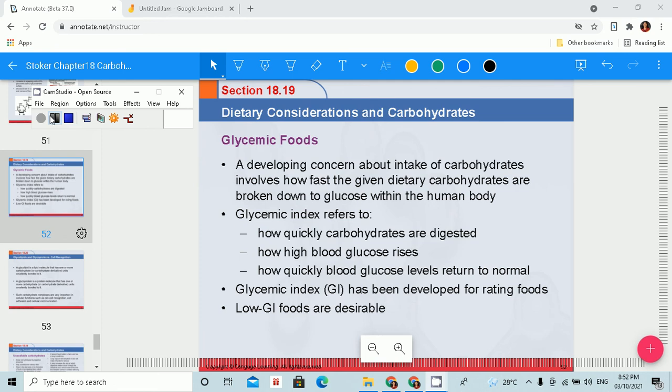So we have our glycemic index that refers to how quickly carbohydrates are digested, how high blood glucose rises, and how quickly blood glucose levels return to normal. Glycemic index, or GI, has been developed for rating foods. Low GI foods are desirable. Okay, so low GI, because if you are on a diet, of course, you are limiting your sugar.